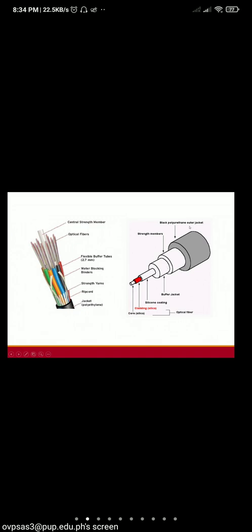Okay, so ito naman ang kanyang ginamit na jacket ay black polyurethane. Okay, then it has its strength member din. Yung strength member na yan, pag tinignan mo po, ito rin po yan, yung ripcord, yung strength yarn. Then we have the buffer jacket. Okay, then we have the silicone coating, the cladding, yung silica natin, and the core na silica din po. Okay, so ito yung pinaka-external optical fiber na nabubuo na po natin.